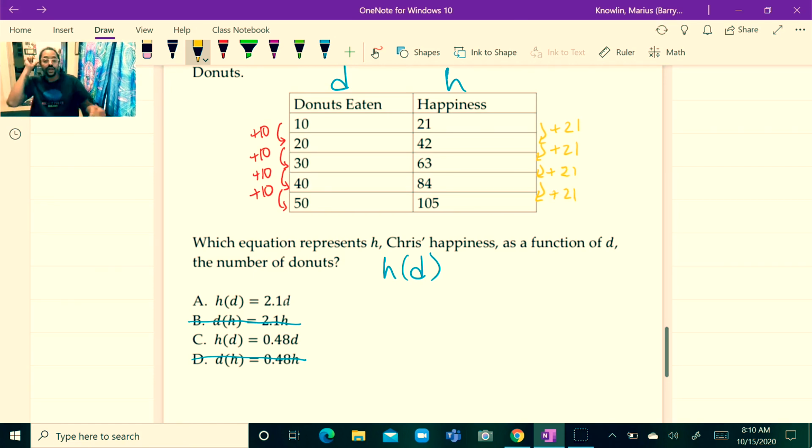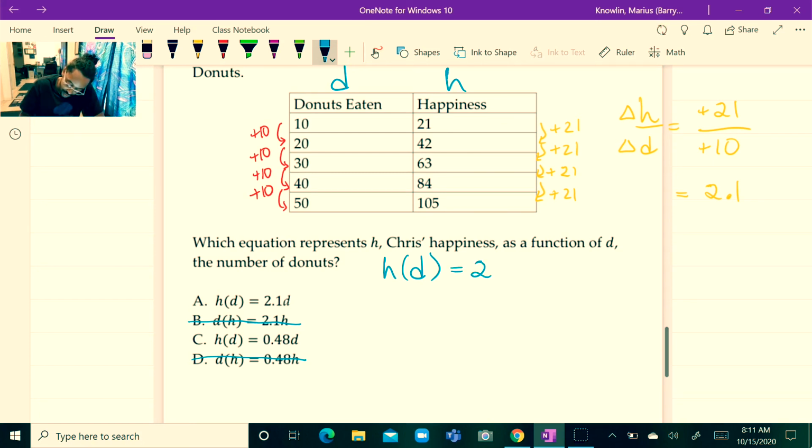And now to figure out that function, we're going to do H over D. Okay, H over D, which is going to look like the change in H over the change in D. Now, the change in H was a positive 21, and the change in D was a positive 10. And a positive divided by a positive is a positive. When we divide these two things, we're going to end up with 2.1. So our final equation is H of D is equal to 2 and 1/10 times D. Okay? And this would be our final answer here.